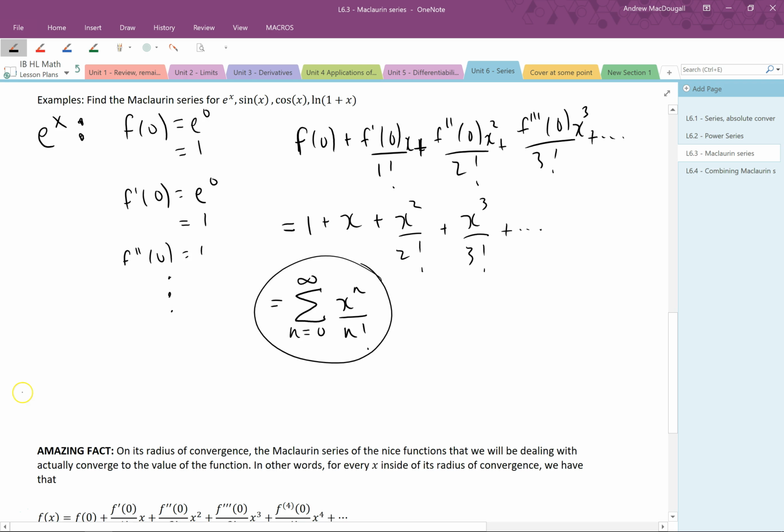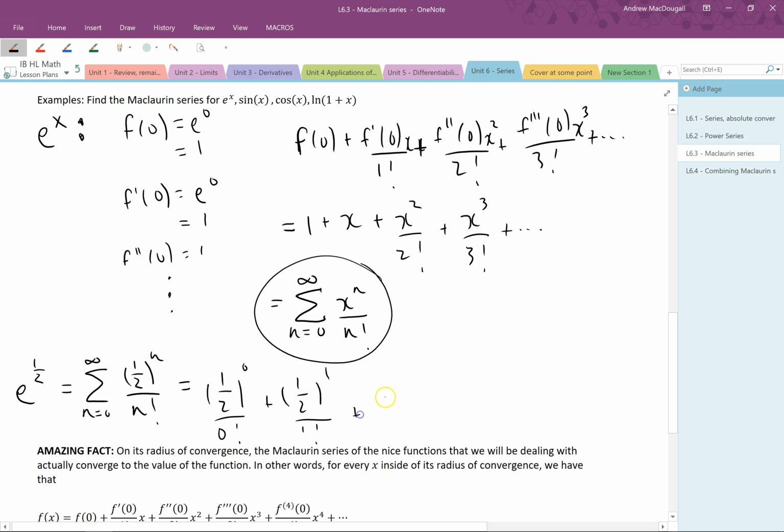If I had e to the 1/2, well, that's actually the sum from 0 to infinity of (1/2) to the n over n factorial, since I'm plugging in 1/2. And okay, well, that's (1/2) to the 0 over 0 factorial plus (1/2) to the 1 over 1 factorial plus (1/2) squared over 2 factorial, and so on. These are equal.